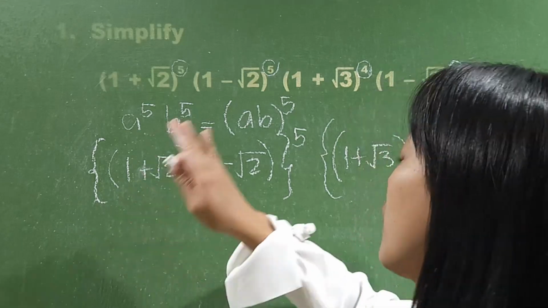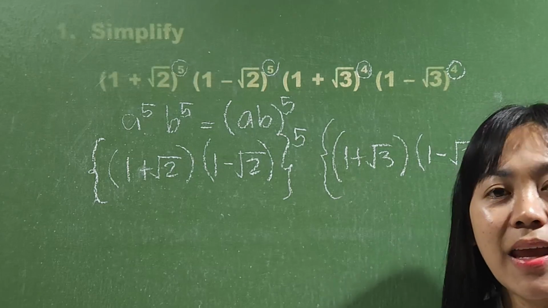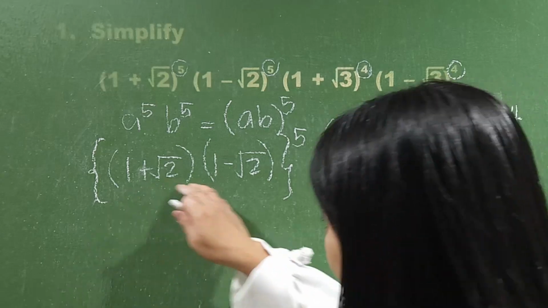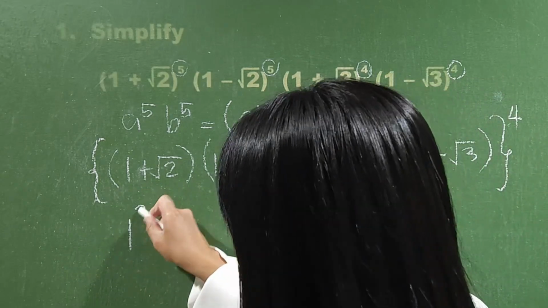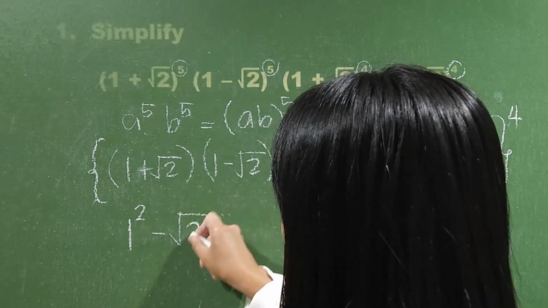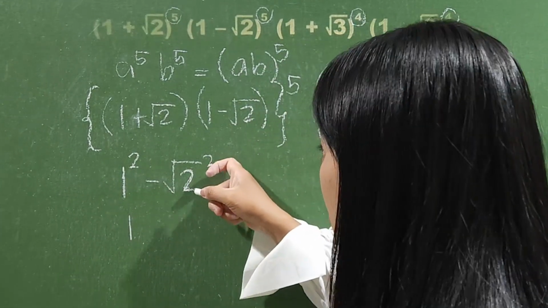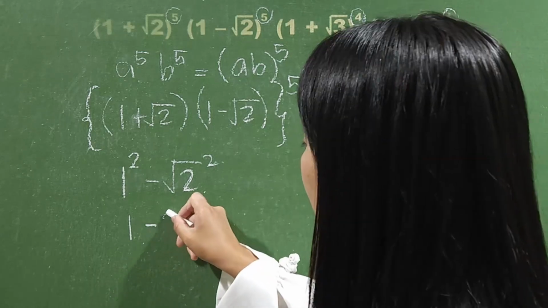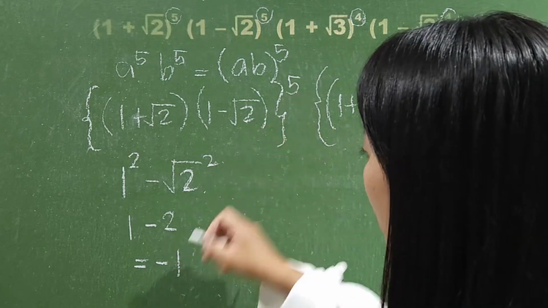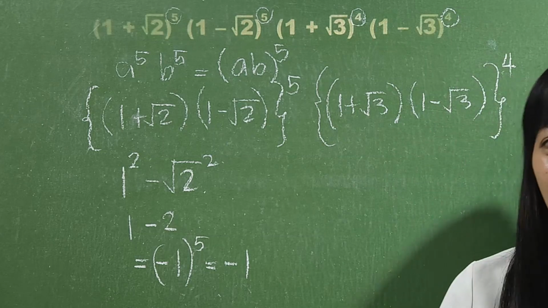1 plus the square root of 2 times 1 minus the square root of 2. This is a special product identity. Specifically, this is difference of squares. So then, this can be written as 1 squared minus square root of 2 squared. 1 squared is 1. Square root of 2 squared, then that would be 2. So 1 minus 2, and this is equal to negative 1. And if we are going to raise it to the power of 5, then it's negative 1.